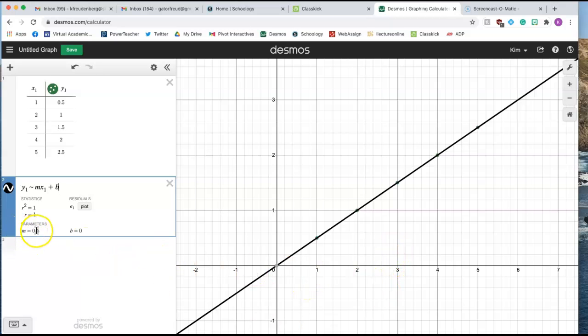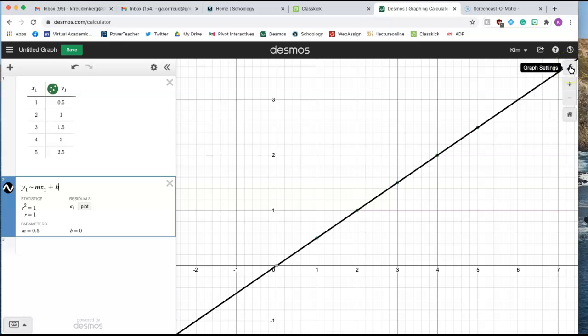I know the slope is 0.5. My b is 0, so it should probably go through 0 on this graph. And notice my statistics: my r squared is 1, which means it's a perfect line, which it'll probably be pretty perfect. So there's your trend line.